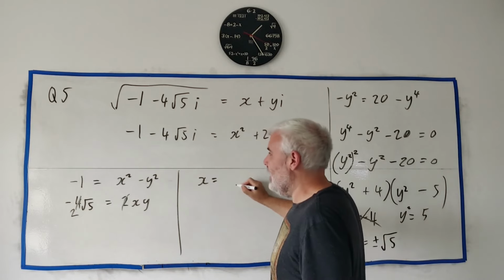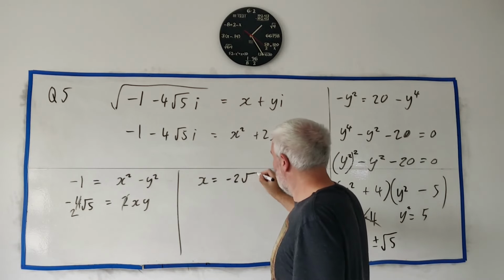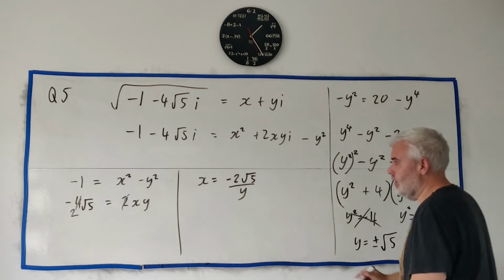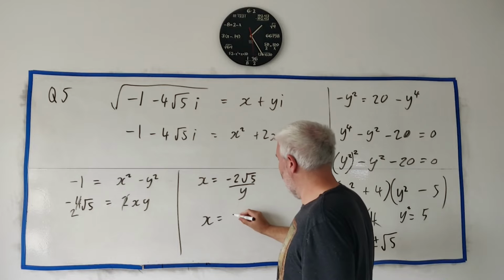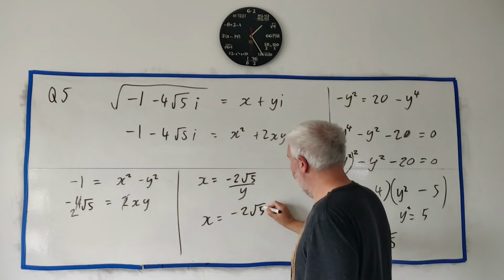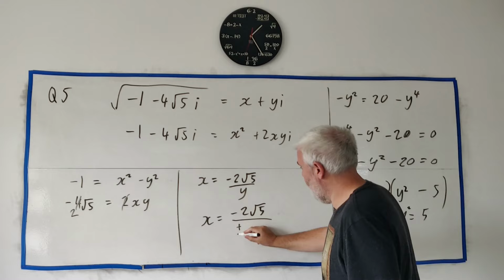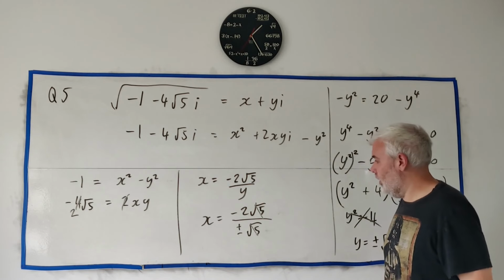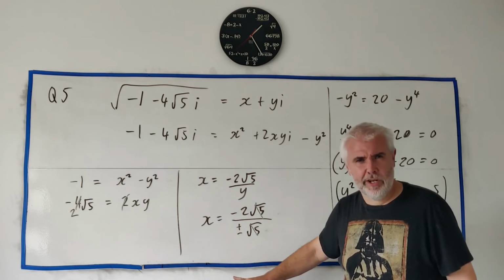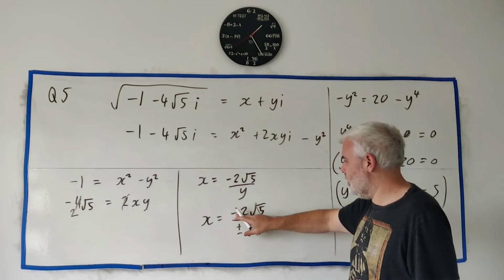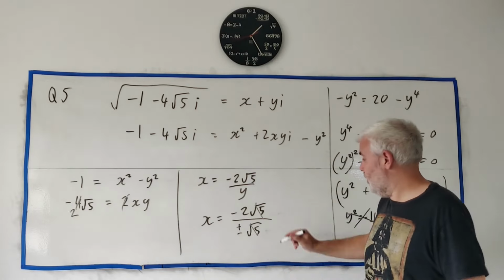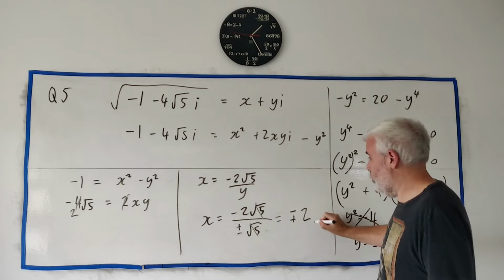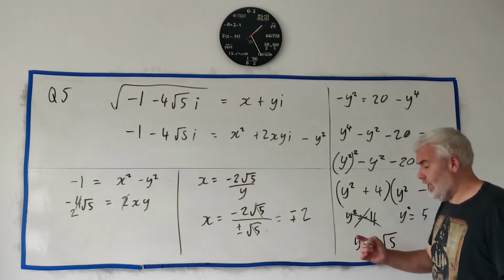We had x is equal to minus 2 square root of 5 over y. I now know what y is. That means x is equal to minus 2 square root of 5 over plus or minus the square root of 5. Square root of 5's cancel. You could just do this question out twice, but a minus divided by a plus or a minus would just get the opposite. So we'd have a minus or a plus 2. The order there is important.